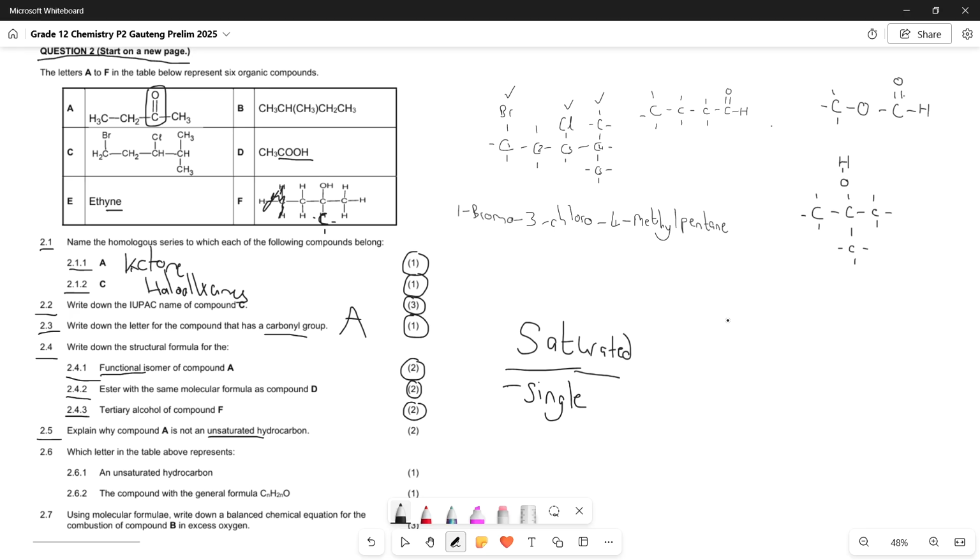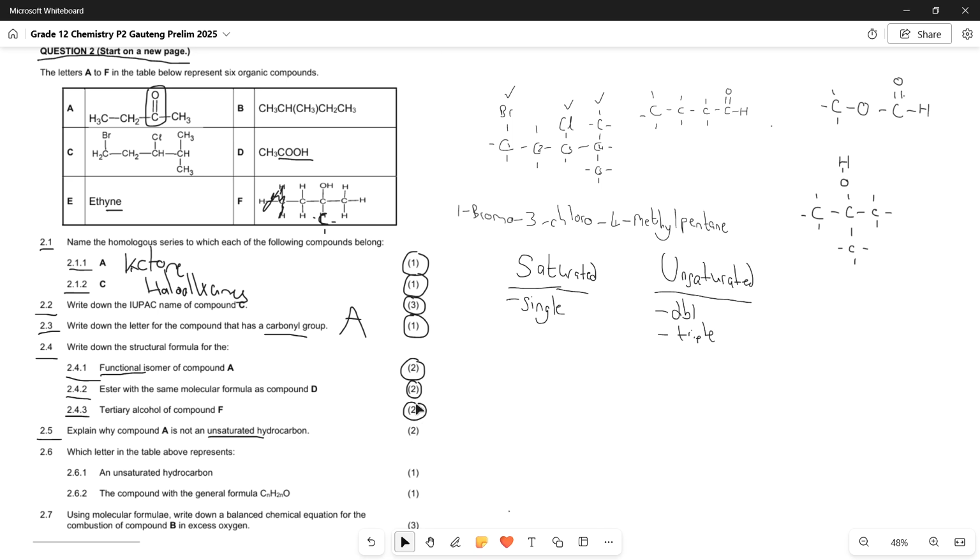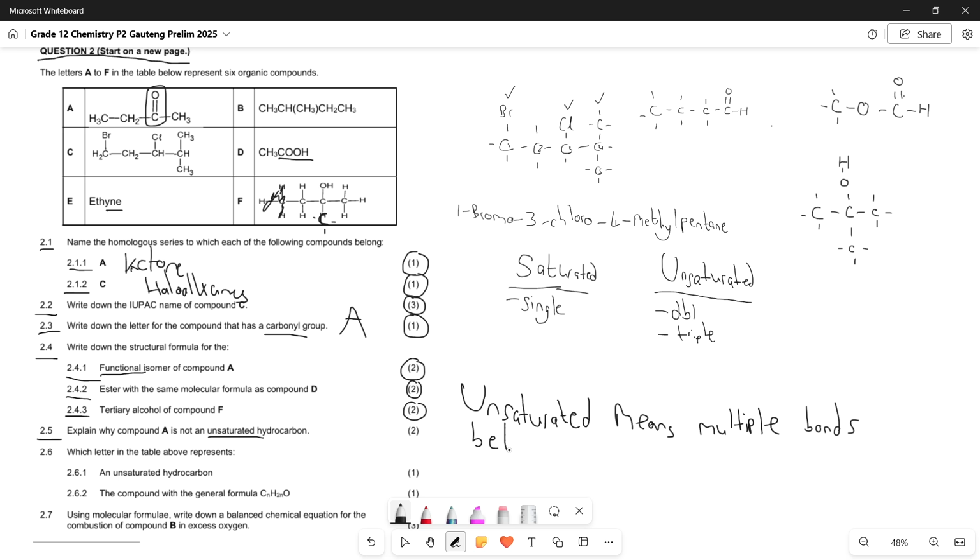Unsaturated are any hydrocarbons with double or triple bonds in the hydrocarbon chain as well. 2 marks here, which means there's 2 parts that we have to refer to. First, we don't see any double bonds or multiple bonds between any of the C atoms in our hydrocarbon chain. So we can write unsaturated means multiple bonds between 2 C atoms. So that will earn us 1 mark over there.